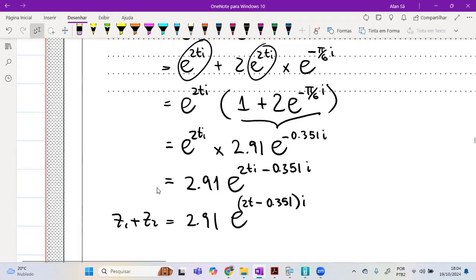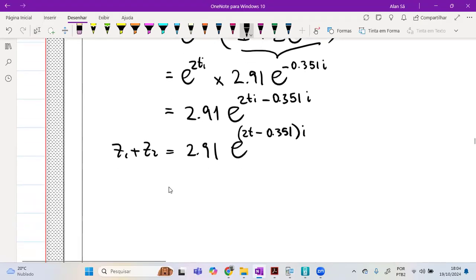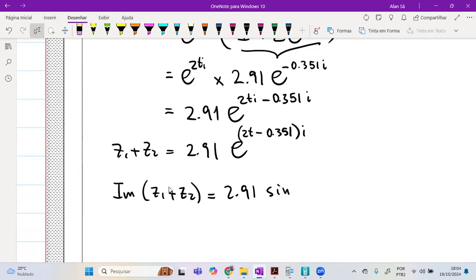The imaginary part of this complex number is just writing this and taking the part with sine. So the imaginary part of z1 plus z2 is just 2.91 sine of 2t minus 0.351. That's it.